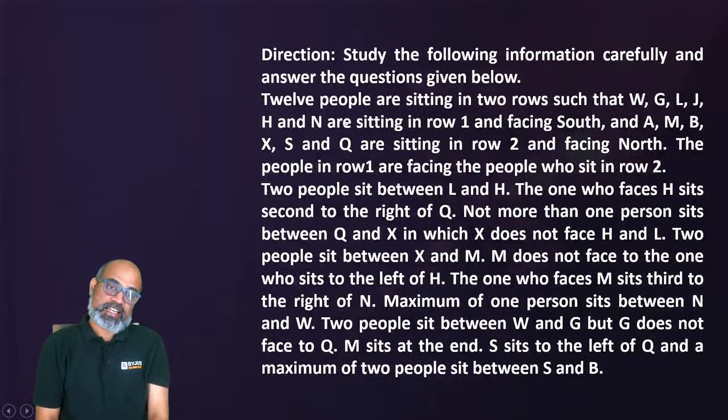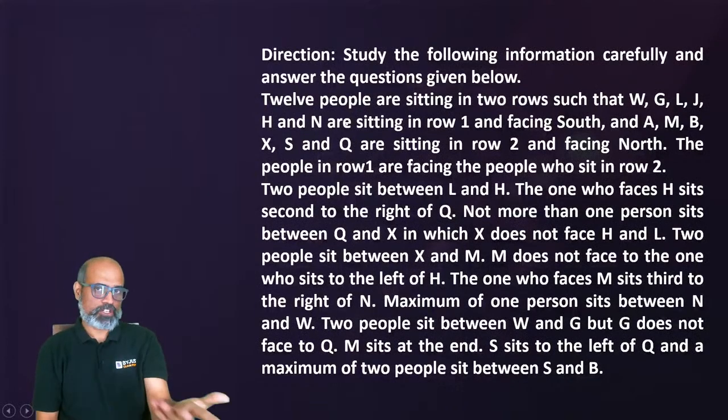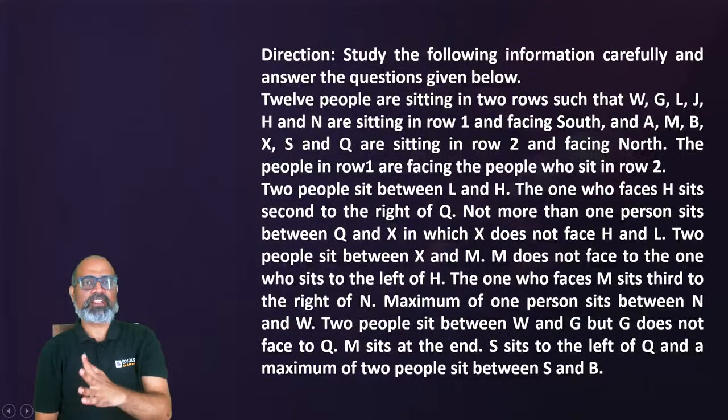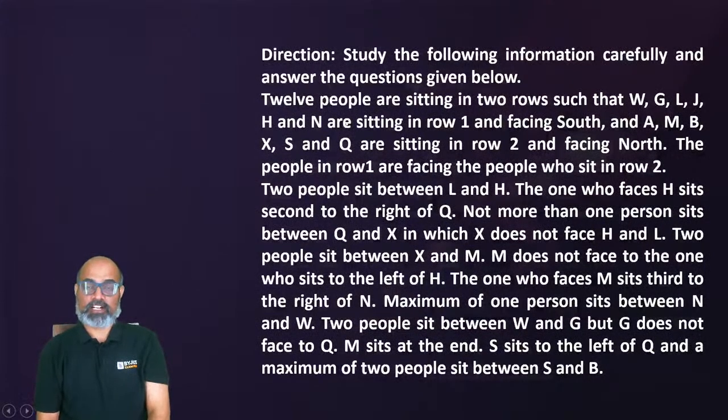The one who faces H sits second to the right of Q, not more than one person sits, and this and that. So reading it is not really going to help us straight away. We need to again use the previous question's logic, wherein we have to find a statement where we can start, as in somebody who's sitting at the extreme end, somebody who's sitting at the middle. Something is definite. We'll start from there, and it doesn't matter which row we are talking about.